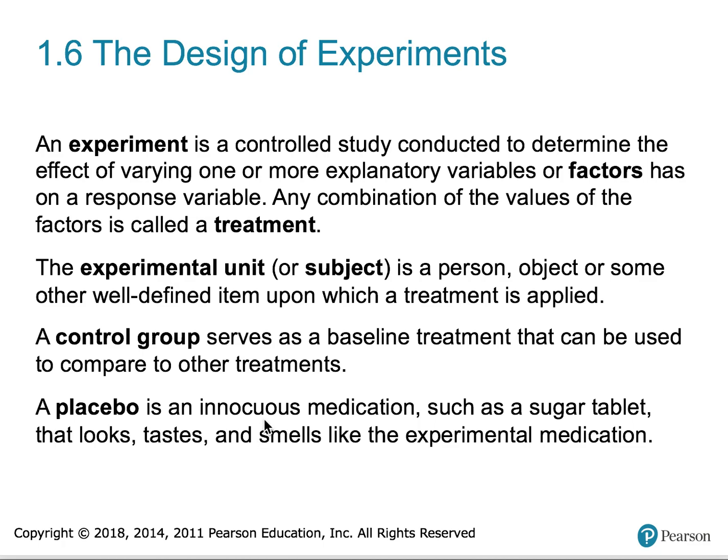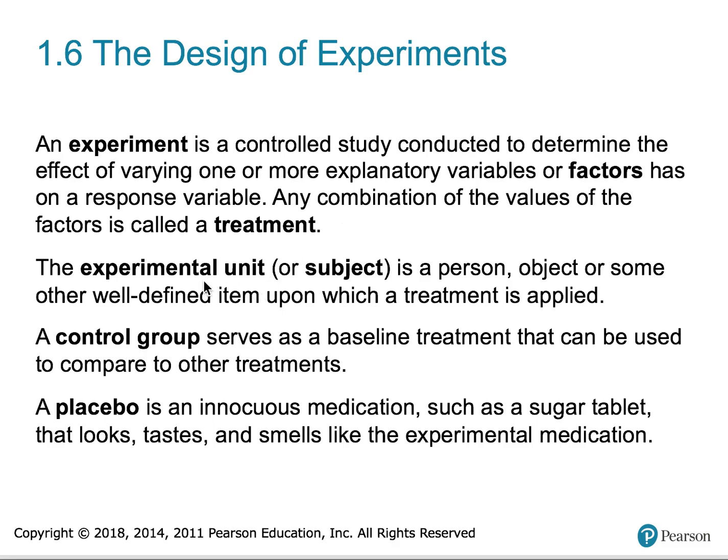Okay, chapter 1.6, the design of experiments. In this section we're going to further develop the idea of collecting data through an experiment. An experiment is a controlled study conducted to determine the effect of varying one or more explanatory variables or factors on a response variable. Any combination of the values of the factors is called the treatment.